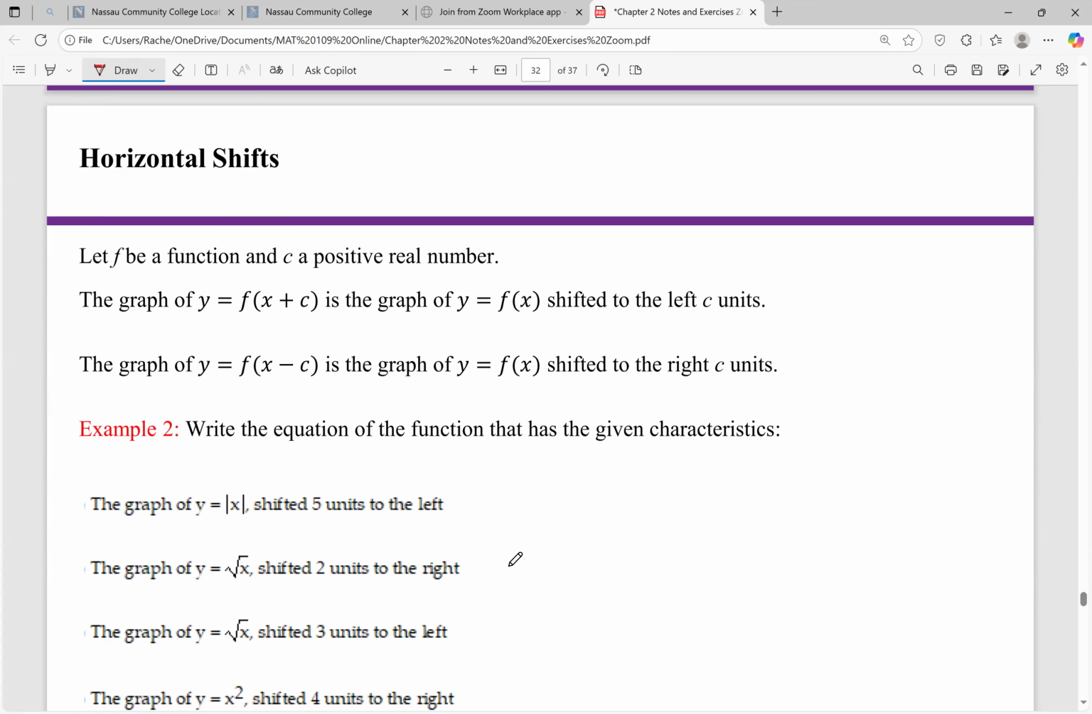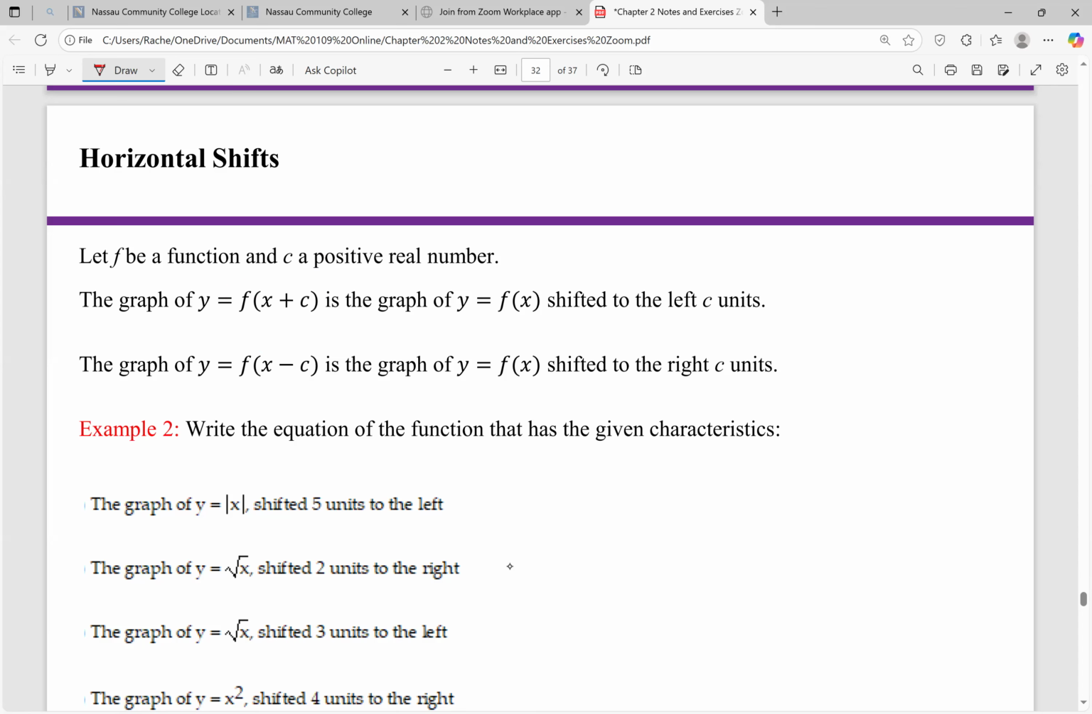Now a horizontal shift, we're going to be shifting the graph left or right. So now we're not going to be adding or subtracting c to the y values, right? Or to the function itself. We're going to be adding or subtracting c from the x values, because if we want to move horizontally, that's going to change the x values, right? We either have to add or subtract to x. So notice now we have an inside change. So instead of f of x plus c, here we have f of x plus c. So you see how the change is inside. We're adding c to x.